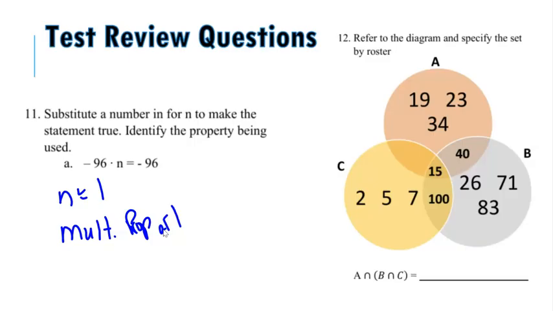In question 12, we're going to use the Venn diagram here to find the specific set. So we have to put it in roster notation, so that means we're going to have braces. This one says A intersects with B and intersects with C. So all the numbers have to be in all three circles. And there's only one of them that's in all three, and that is 15.